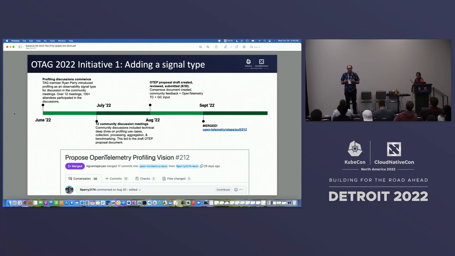Because now OpenTelemetry says, well, they're not proposing a specific implementation. This is just a vision document that says, here's what we want to accomplish. And there's lots of ways we can do it. Maybe we can do it multiple ways at the same time for different folks, but this is what we're going to engage in. And so just recently, I believe in September, that was merged, right? And so now, as part of OpenTelemetry, there is an actual initiative to go add continuous profiling data as a signal type, to make a fourth signal, if you will.